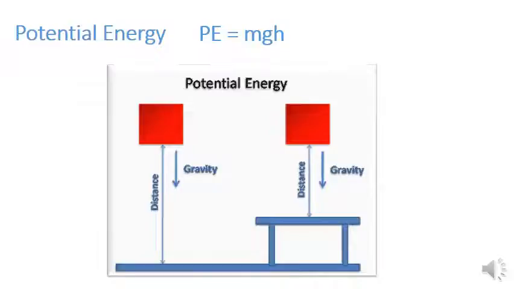But if I dropped it onto a table, the distance isn't as high, so the gravity factor, well, it's pretty consistent, but then the potential energy is not as great because your distance is not as great. Potential energy and the distance are directly proportional.